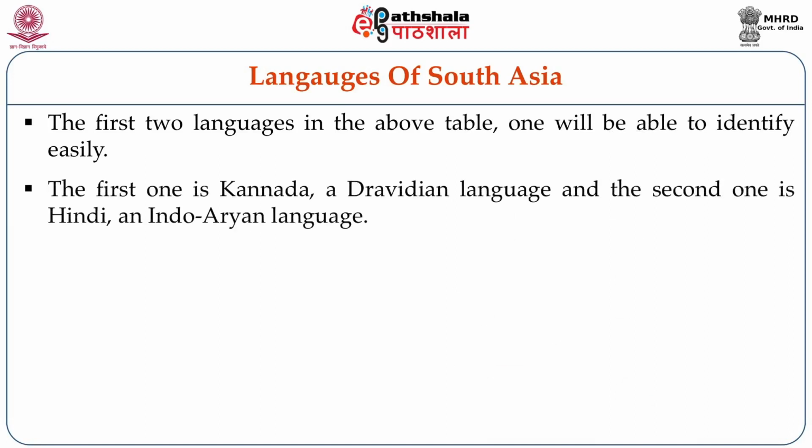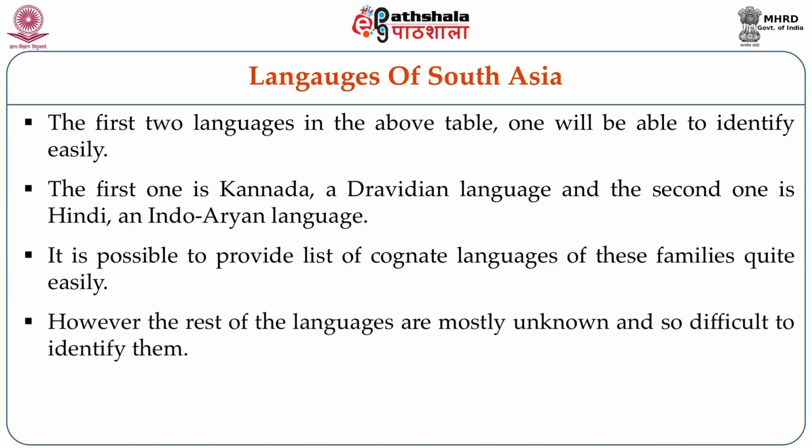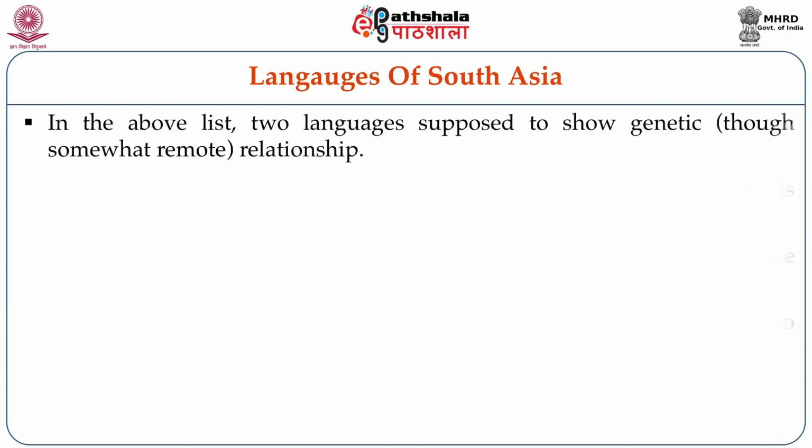The first one is Kannada, a Dravidian language, and the second one is Hindi, an Indo-Aryan language. It is possible to provide a list of cognate languages of these families quite easily. However, the rest of the languages are mostly unknown and so difficult to identify. In the above list, two languages are supposed to show genetic, though somewhat remote, relationship. Will it be possible to identify them?